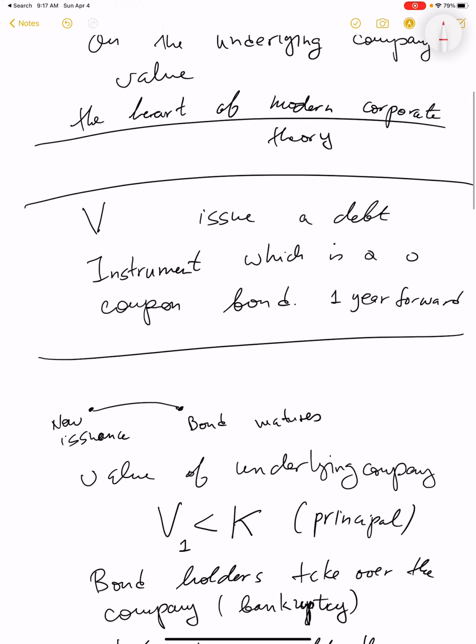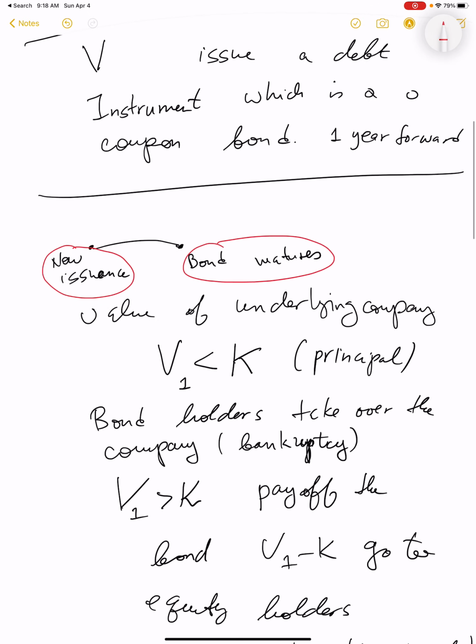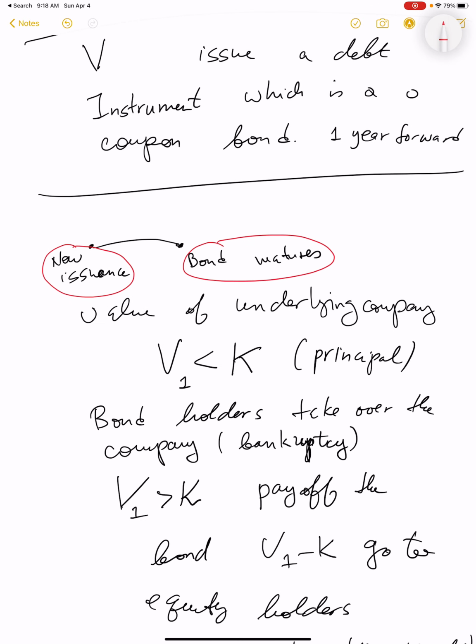So let's say that we have a company with value V, which issues debt, and the instrument is a zero coupon bond, one year forward. So there is a new issuance here, and the bond matures one year from now. Now let's look at the value of the underlying company. V1 is going to be the company value in a year, and K is our principal.